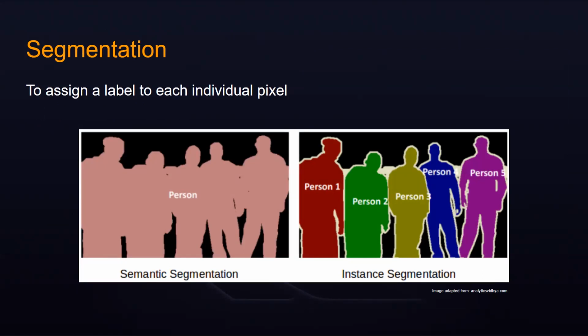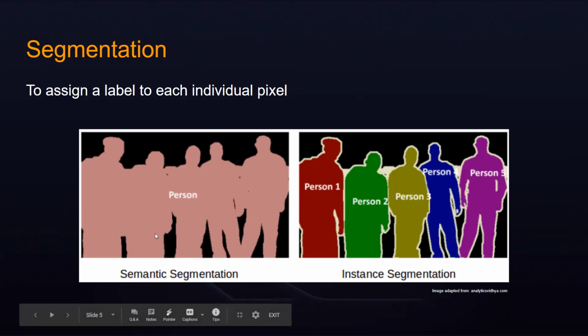Just a few words on segmentation. The goal in segmentation is to assign a label to each individual pixel. It's somewhat like classification, but for each pixel. And we have 2 main segmentation categories. The first one is semantic segmentation, and the second one is instance segmentation.